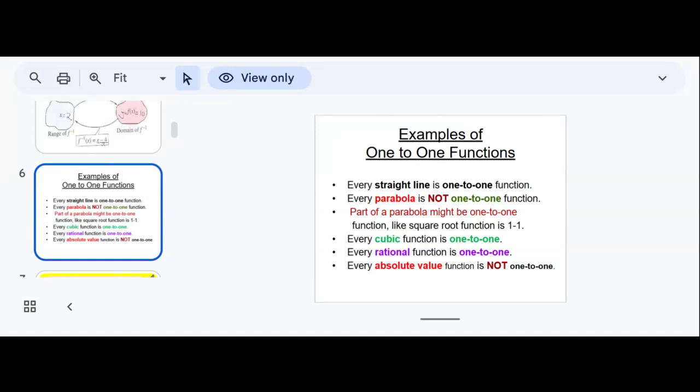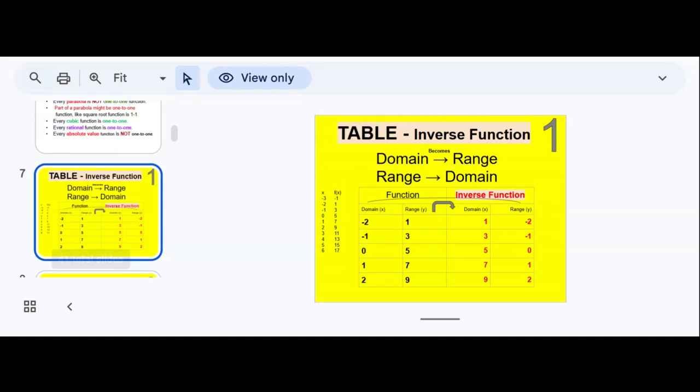Every cubic function is one-to-one. Every rational function is one-to-one. Every absolute value function is not one-to-one. Yes, we have 2 points, the horizontal line cuts it in 2 points. But here, the quadratic function? The horizontal line cuts the quadratic function in 2 points. So that's not one-to-one. We don't have an inverse for that, unless you take part of it.